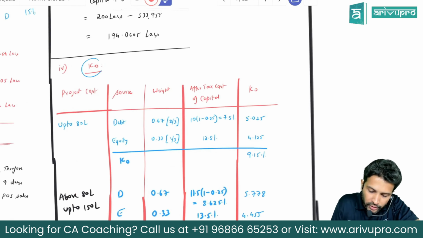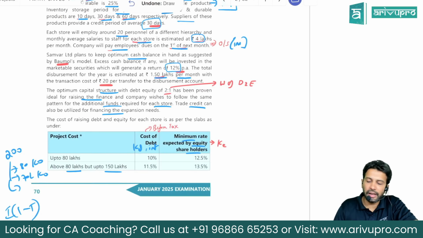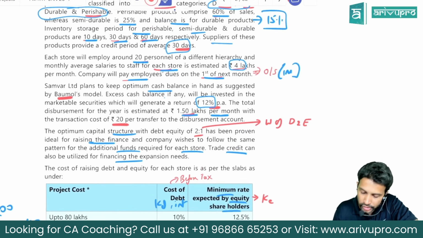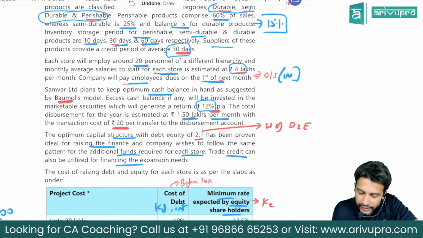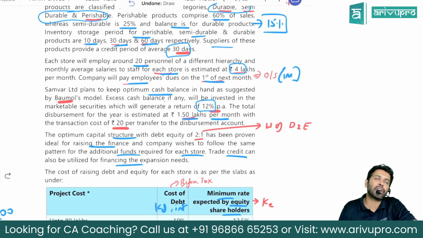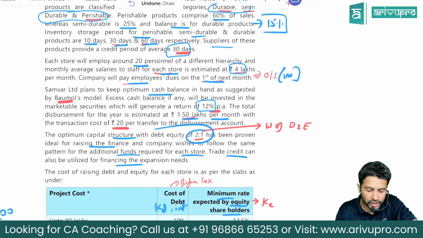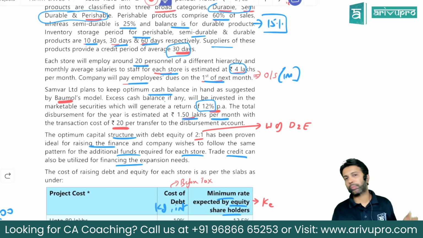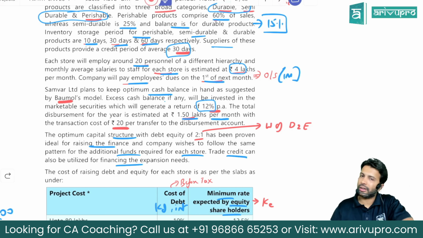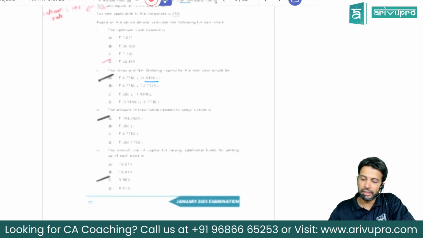Alright, first we are trying to calculate KO. Sir, we have one source of finance here or two? Two. What are those? Debt and equity. And debt equity weightage, can you change or it should not change? What should be the weightage? 2:1. Debt weightage is 2/3, that is 66.67%, and equity should be 1/3, as in 33.33 or 0.33. That should not be changed.